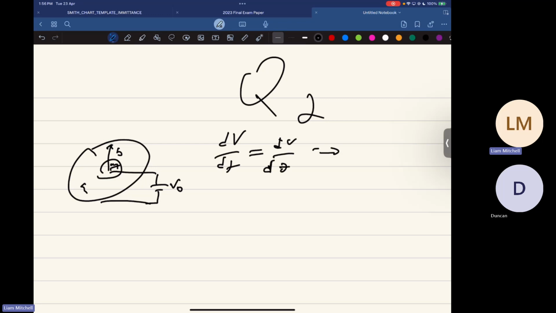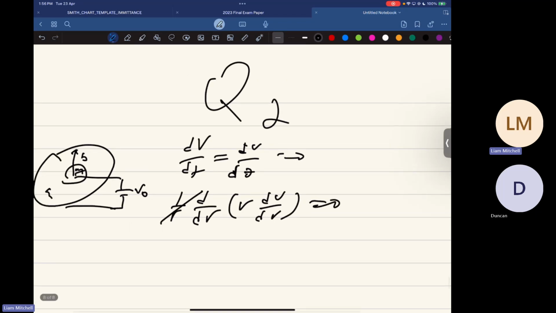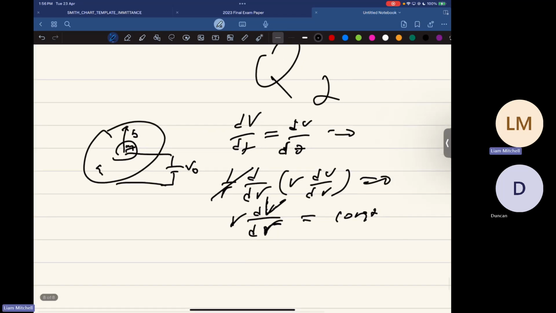And notice I'm using full derivatives because there's no Z dependence and no theta dependence. So 1 over R d dr, dV d theta, sorry, dr is going to be 0. This becomes 0. And now we say that R dV dr, this is V, this is r, R is equal to constant. And now we just use direct integration.